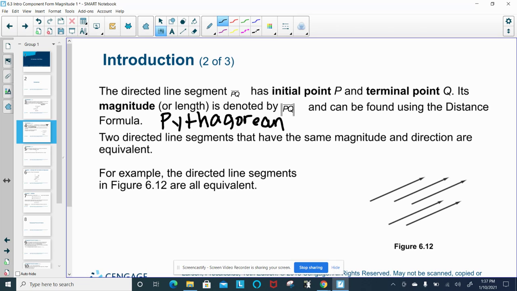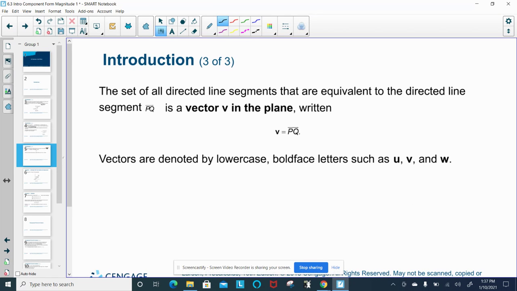Two line segments that have the same magnitude and direction are equivalent. So if you look at the ones in figure 6.12, they all start at different places and end at different places, but they are in fact the same length, and they're going in the same direction. They look a little bit parallel to me, so I think that makes some sense. So all those line segments that are equivalent to each other represent a vector. You can call the vector V in bold.